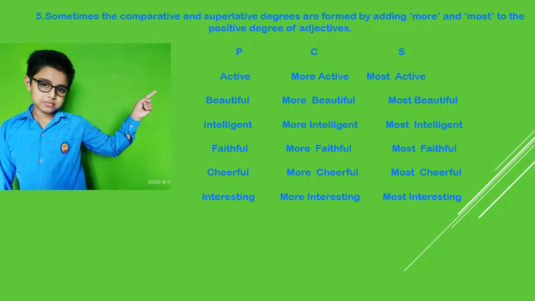Let's take some other examples also, like beautiful, more beautiful, most beautiful. Intelligent, more intelligent, most intelligent. Faithful, more faithful, most faithful. Then comes cheerful, more cheerful, most cheerful. Interesting, more interesting, most interesting.